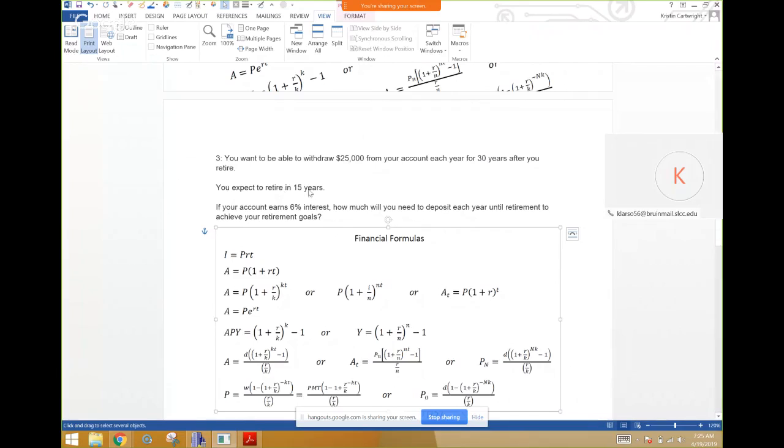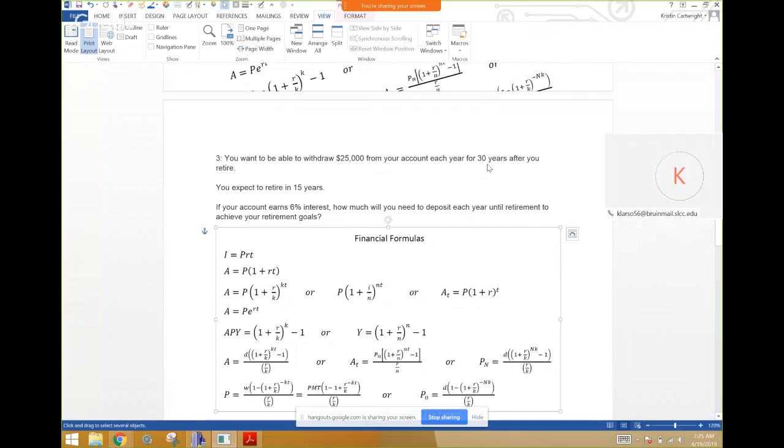Hold on, I said it wrong. You expect to retire in 15 years. So let's pretend you're 45 right now. We're thinking ahead to 15 years in the future when we're 60, and we're about to retire, and we want to be able to pull out 25,000 a year for 30 years till we're 90 years old.